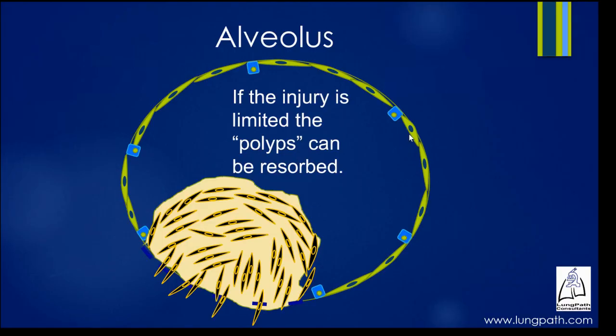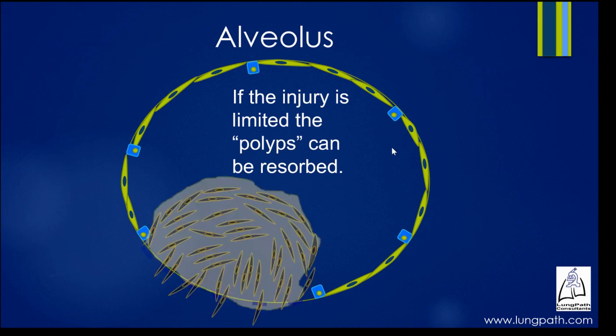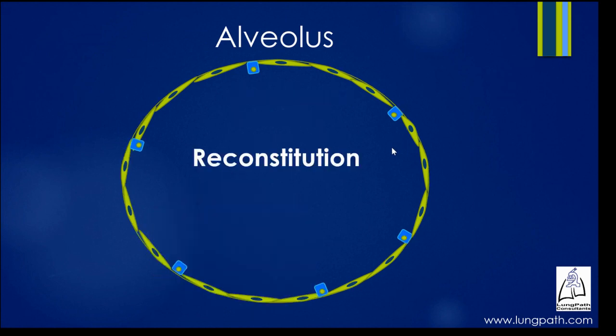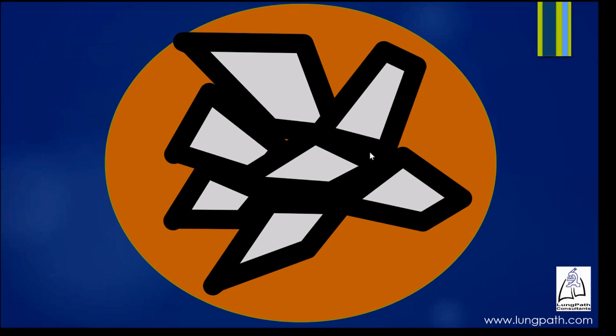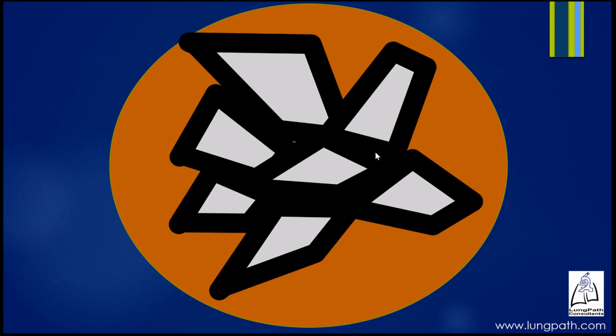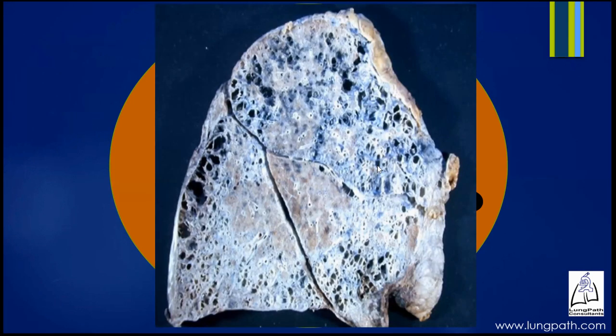Now, if the injury is limited, the polyps can be resorbed and the lung can be reconstituted. In normal structure of the lung, if all of the structure remains, it's fine. But if the structure becomes damaged irreversibly, the lung will reconstitute as large cystic spaces surrounded by varying amounts of fibrosis. And we call that process honeycomb lung. Here's an example of an autopsy lung showing severe honeycombing involving the periphery with some bullous cystic change, as you can see here.